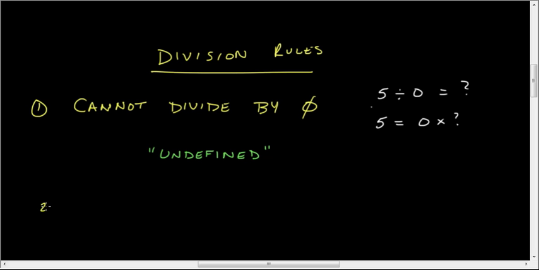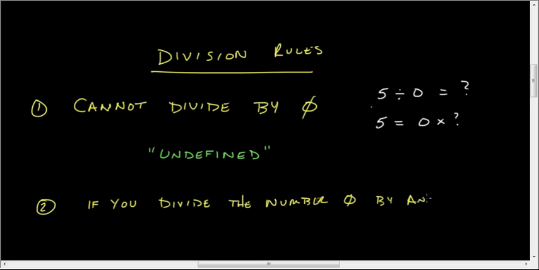The second rule. If you divide the number 0 by anything other than 0, so any number that you want, but it cannot be 0, you get 0.